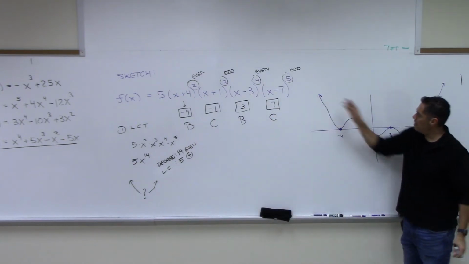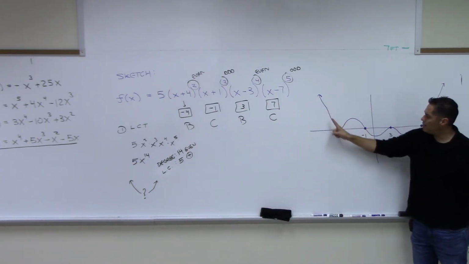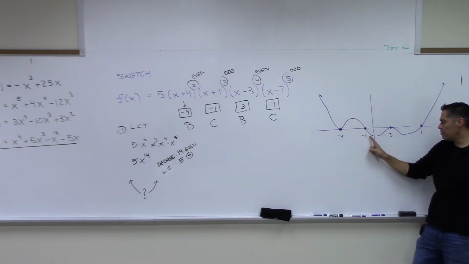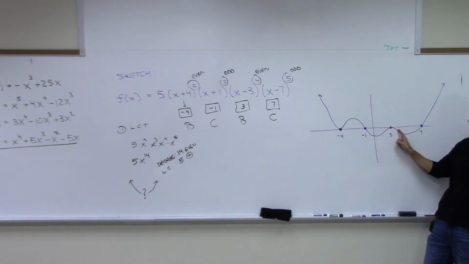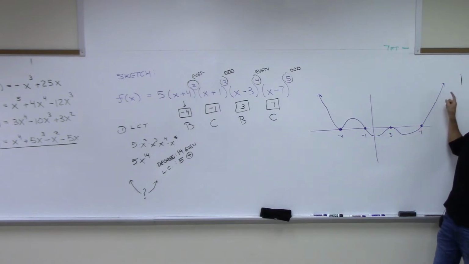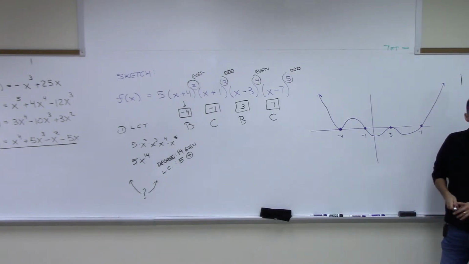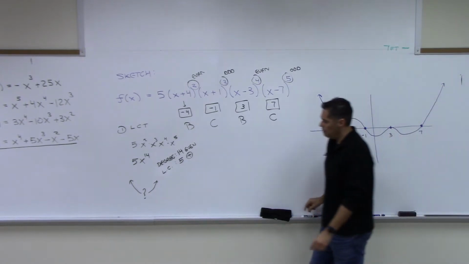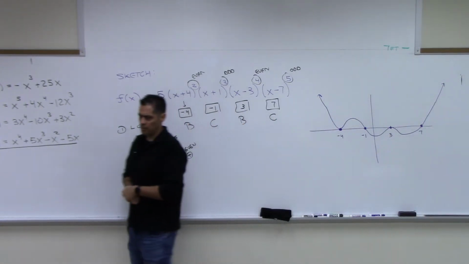So I draw my left side up, my right side up, and then I need to bounce off -4, cross through -1, bounce off 3, come back through and cross through 7. Questions? Sure? Everyone's good?